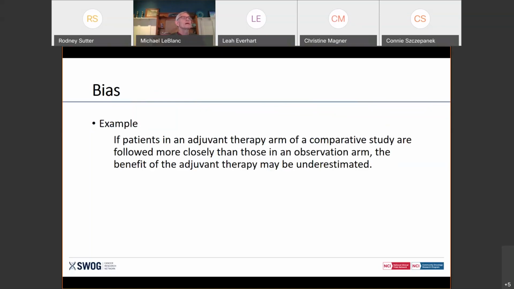So an example for this can happen not just in terms of eligibility. If patients in the adjuvant therapy arm of a comparative study are followed more closely than an observation arm, the benefit of adjuvant therapy may be underestimated. What happens here is that if you're following patients differently, and we'll see some examples of this hopefully in a couple minutes, that may actually bias your results and give you the wrong answer with respect to treatment efficacy. So it's critical that one follows patients per protocol on both arms of the study. That is absolutely critical. Next slide.